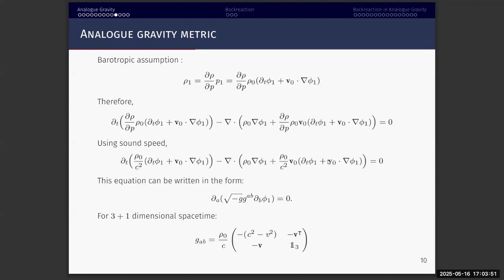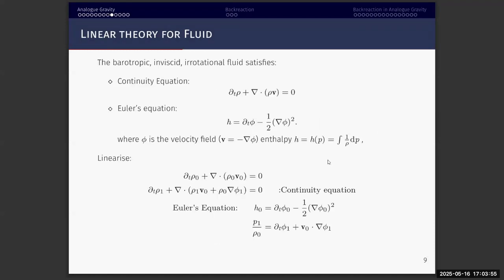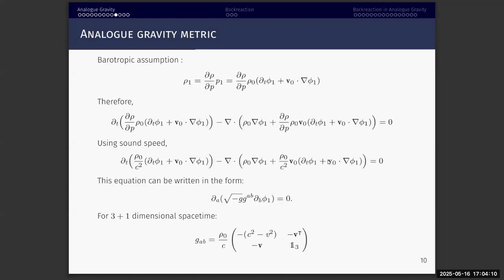So, what do you mean by the barotropic assumption? Barotropic means that the pressure is governed by only the density, only a function of density. It is barotropic, and this is needed for this simple equation.